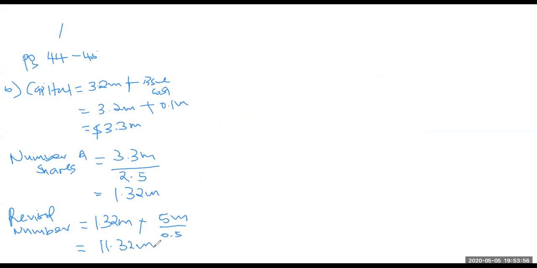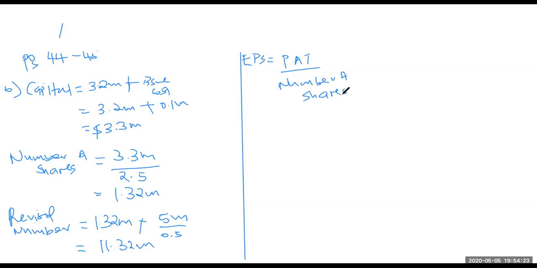Hope so far so good. Having known the number of shares, we can now determine the earning per share. Don't forget, we need to get the earning per share, and earning per share is equal to the profit attributable to the shareholder, not simply the profit after tax, divided by the number of shares. We have our denominator, so we need to get the profit after tax.